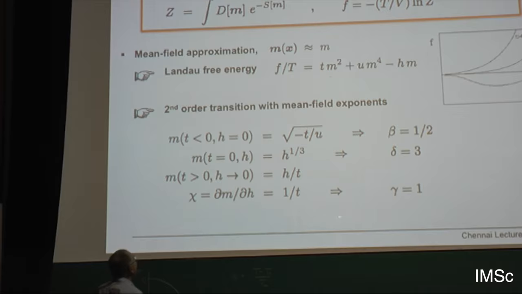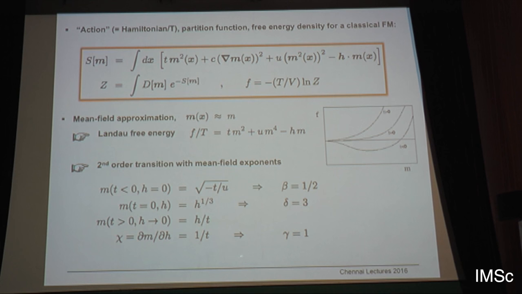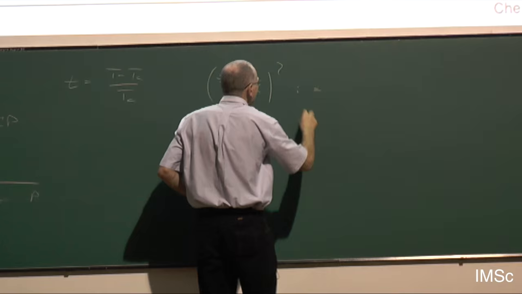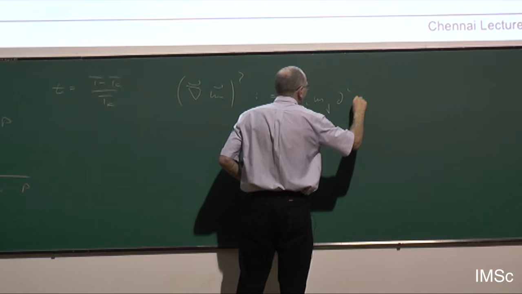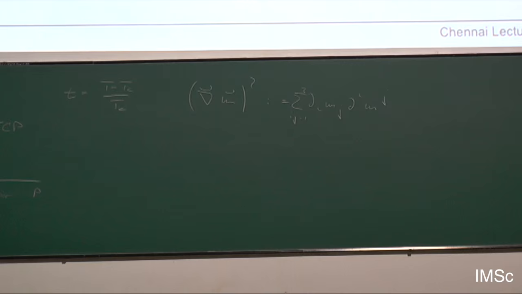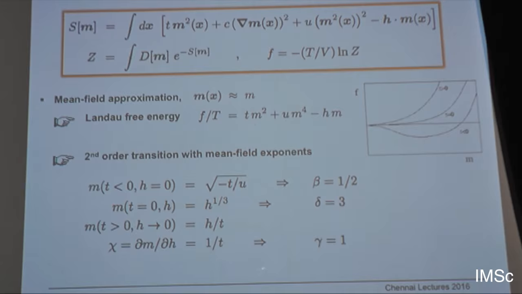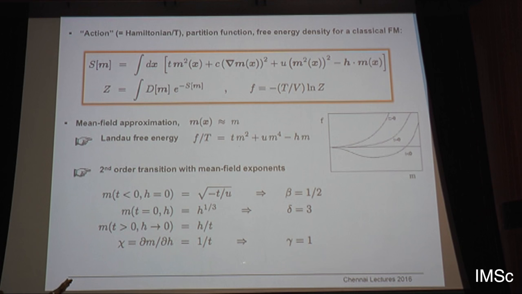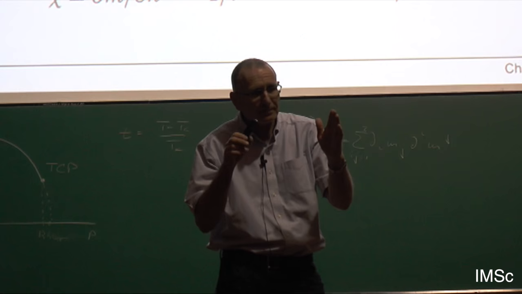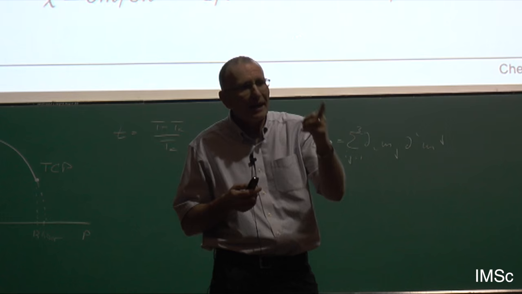And similarly here, when I just write nabla m the whole squared, what I actually mean is the sum of d_i m_j d_i m_j summed over i and j from 1 to 3. So it's all rotationally invariant. That's actually dimensionality independent. So mean field theory predicts these values of exponents for all values of the dimensionality. And that turns out to be correct in this case for d greater than 4. But it's not correct for d less than 4.